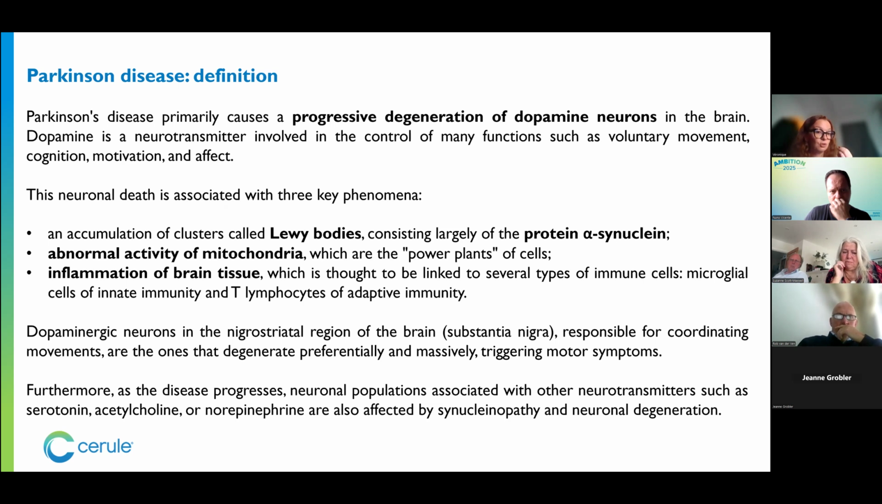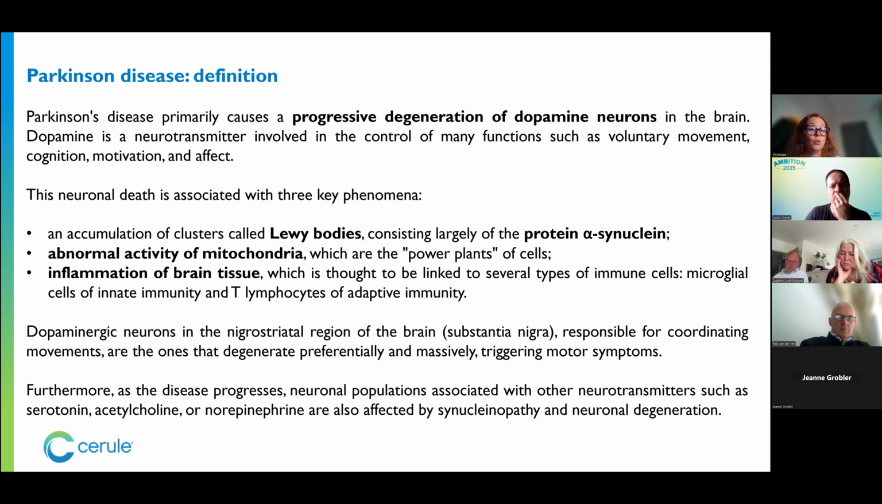The dopaminergic neurons are specifically located in the substantia nigra, so the nigrostriatal region. And this region is specifically responsible for the coordination of movements, and if they degenerate preferentially and massively throughout the evolution of Parkinson's disease, that will explain and trigger the motor symptoms. What is important to keep in mind is that it's not only the dopamine neurons that will degenerate.